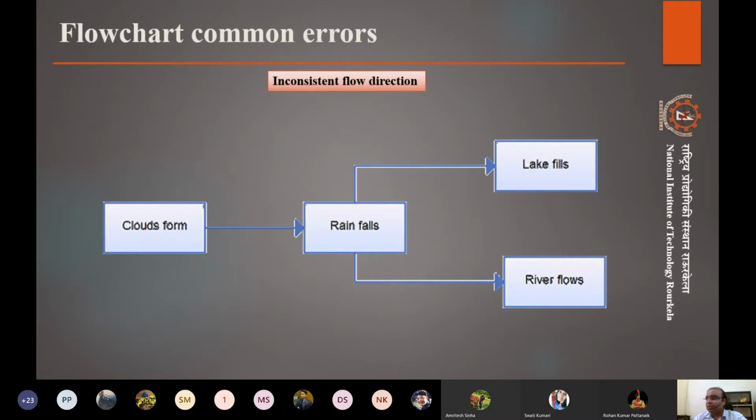Inconsistent flow directions. Now you see this set of processes. It goes from clouds form to rainfalls, and it has two subdivisions: a lake fills and a river flows. Now the thing is, there may be many conditions in which multiple actions happen after a single step.